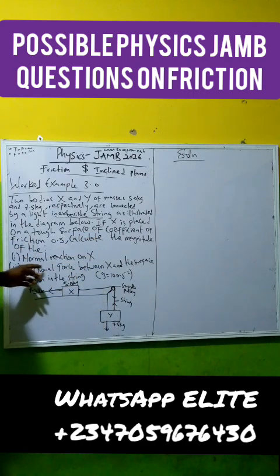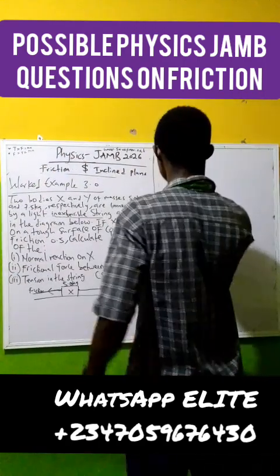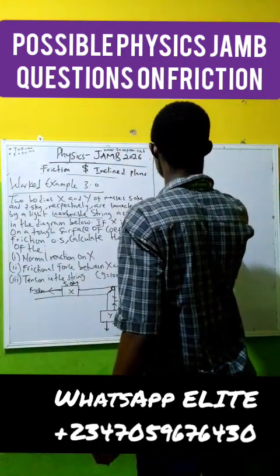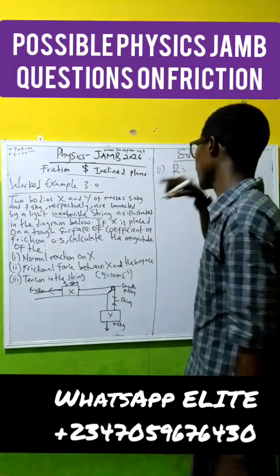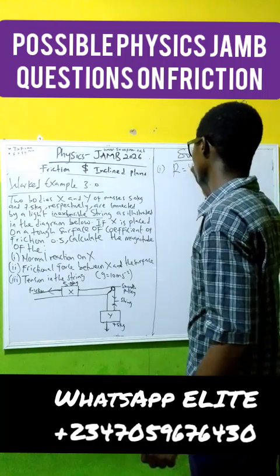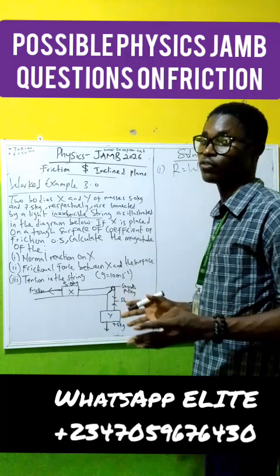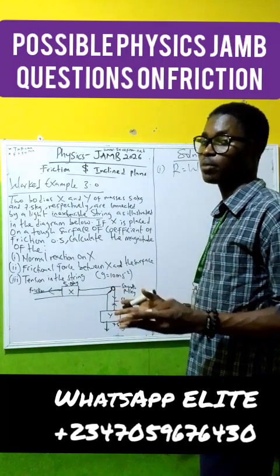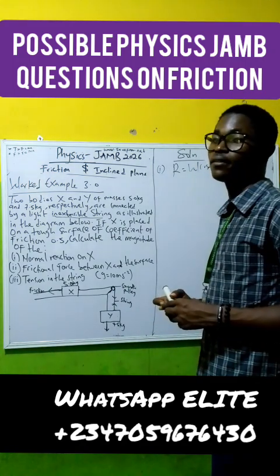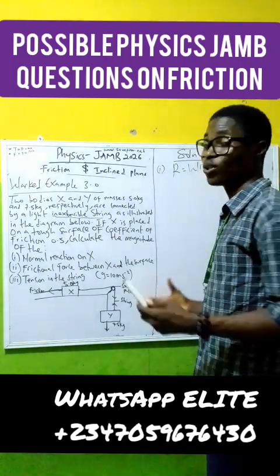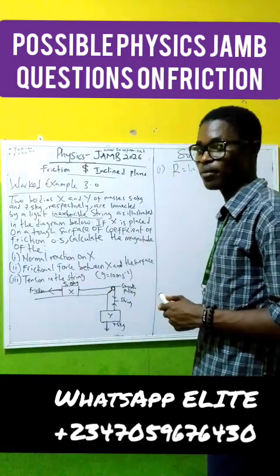They said we should calculate the magnitude of the normal reaction on X. Now we are dealing with X. Let's solve number one. Remember that on a plane surface, when we were talking about friction, the normal reaction is equal to the weight force. But on an inclined plane, it's a different case entirely: R equals W cos theta. Because we are talking about a plane surface, no stress.